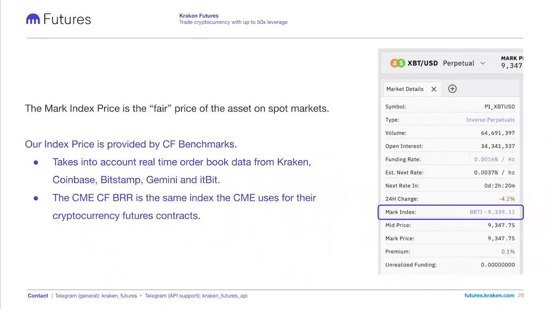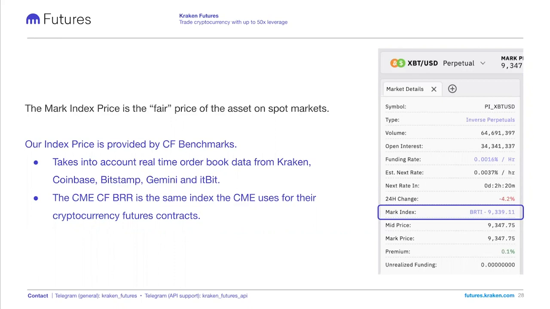The mark index price is there to be the quote unquote fair price of the asset on the spot markets. So with futures, you're trading a contract that reflects the spot price. So it is actually critically important that you have an accurate spot price and that everybody trading on the platform agrees that that is the fair price of the asset. Everything in futures relies on a stable and robust index. So we can actually say with a high degree of confidence that we have the best index in the industry.